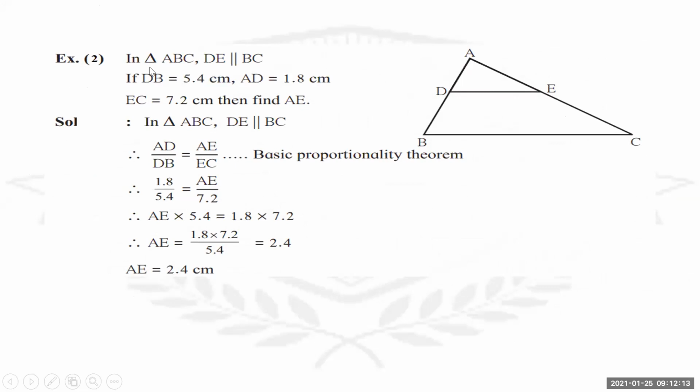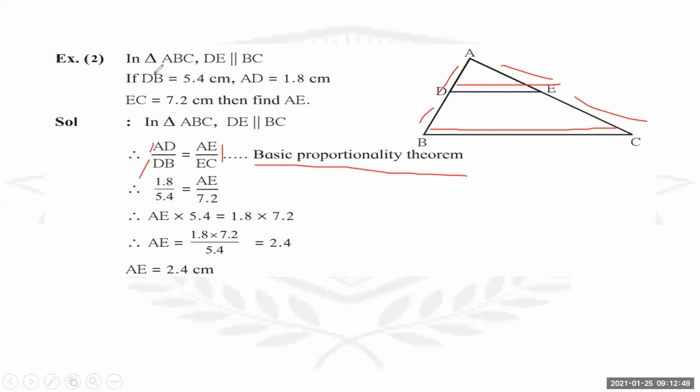Again, look at what is given here. In triangle ABC, DE is parallel to BC. If DB equals 5.4, AD equals 1.8, EC equals 7.2, then find AE. Now again, DE is parallel to BC. So by applying the basic proportionality theorem, you get AD upon DB equals AE upon EC.